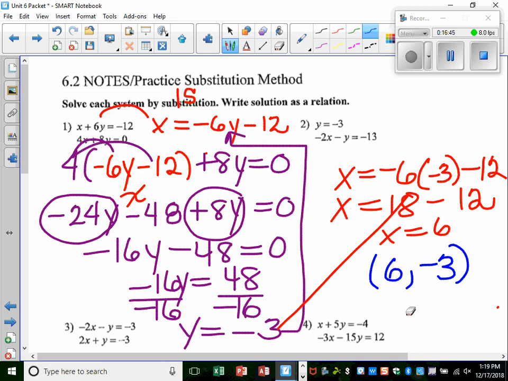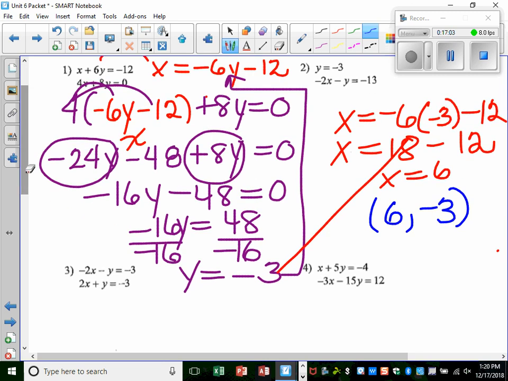So this would have been the same answer we would get if we were to graph these two equations. They would meet, or intersect, at (6, -3). Okay, we just did it all by hand instead of graphing it. That's it. Same answer. All right, we're going to come back to number 2 and let's do number 3. We'll come back to 2 in a second.